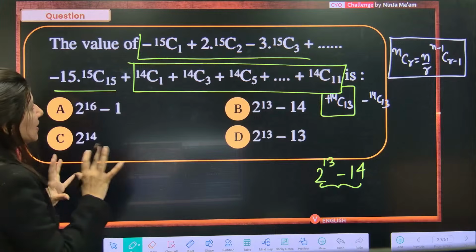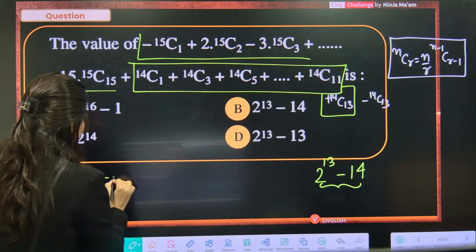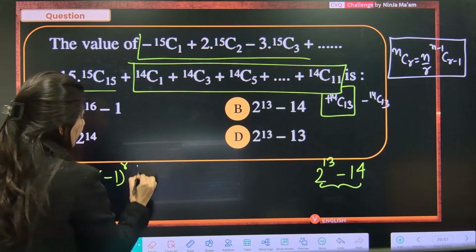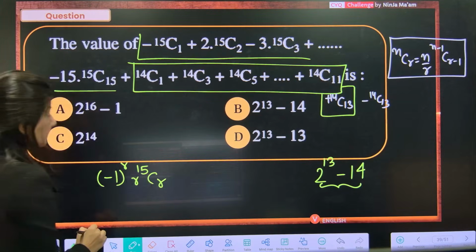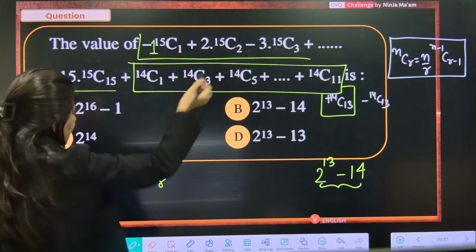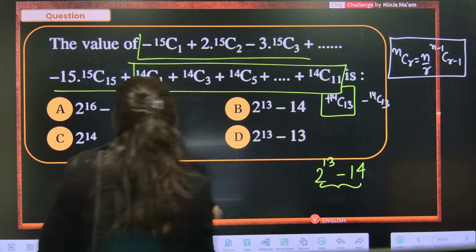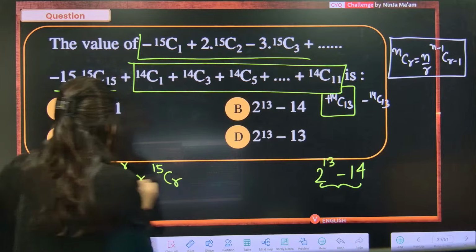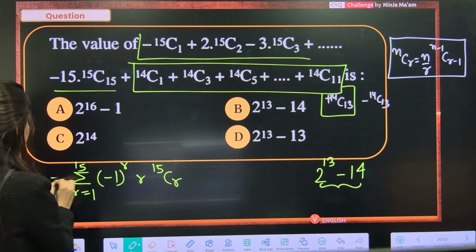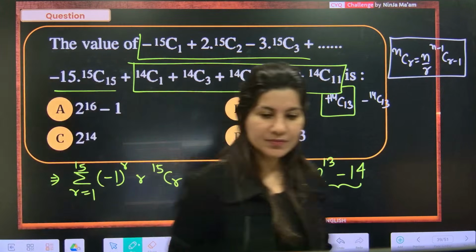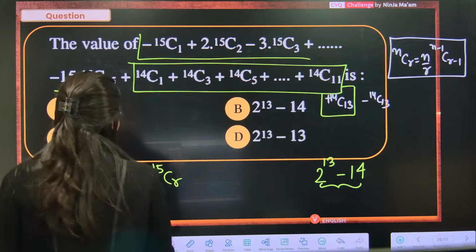So let me just write this part in the form of summation. General term I am going to write: minus 1 power r, 15CR. Can I write in this manner? In fact, r is also there. So it is minus 1 power r, then we have r, and then we have 15CR. Sigma r starts from 1 to the last term, 15. Everybody, yes? This is what we have to figure out.